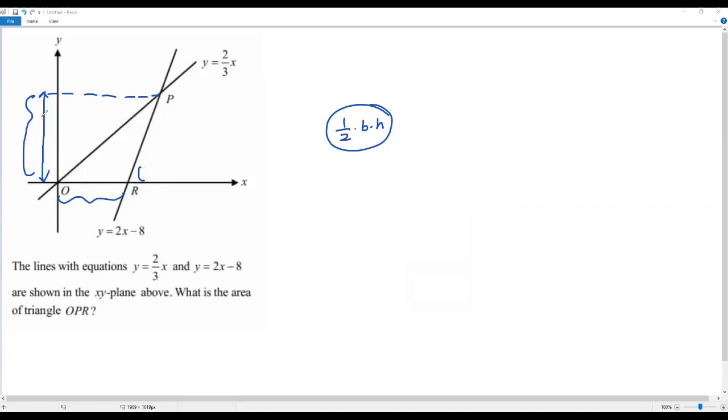And also to get the height of the triangle, I have to get the y-coordinate at the point P. For example, I am saying the y-coordinate at point P is 7. Then we'll have the value 7 on the y-axis over here. So clearly the length of this line segment is 7. So that's the height of this triangle. Now our aim is to get the x-coordinate at the point R and the y-coordinate at the point P.